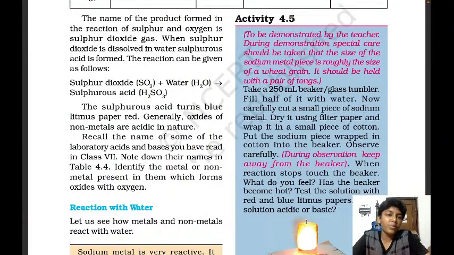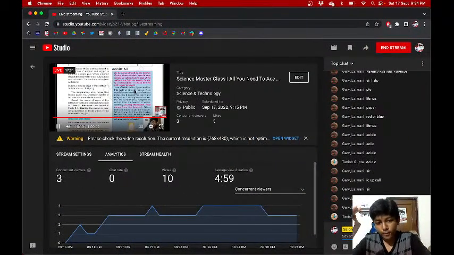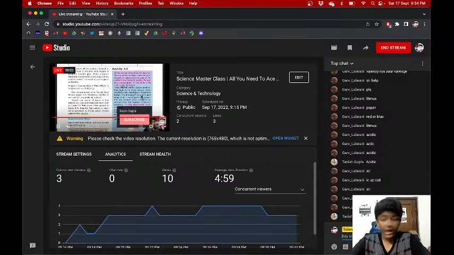The name of the product formed in the reaction of sulfur and oxygen is sulfur dioxide gas. When sulfur dioxide is dissolved in water, sulfurous acid is formed. The reaction can be given as follows. Sulfur dioxide gas plus H2O gives us H2SO3. So this is a very easy way to find the final product. You have SO2 and H2O. First we will take H2. Then we have S, and then we have O. Over here we have two O's, and over here we have one O. So it will become O3. So in the end we get H2SO3. Is this clear, everybody? I hope it's clear.